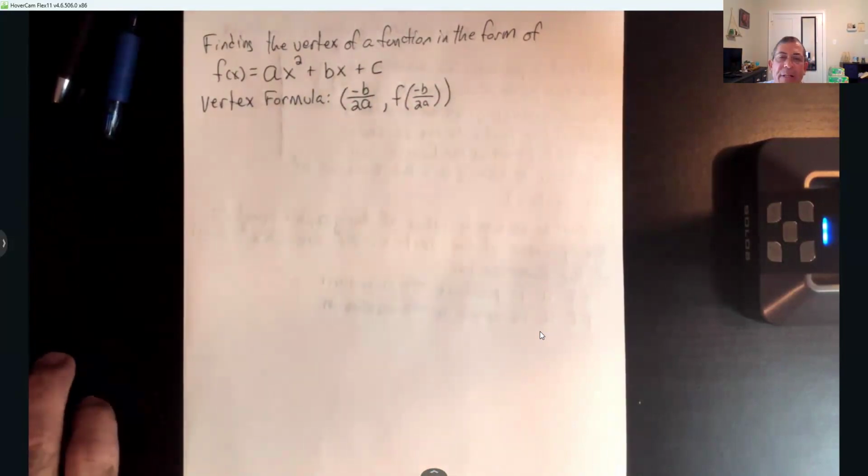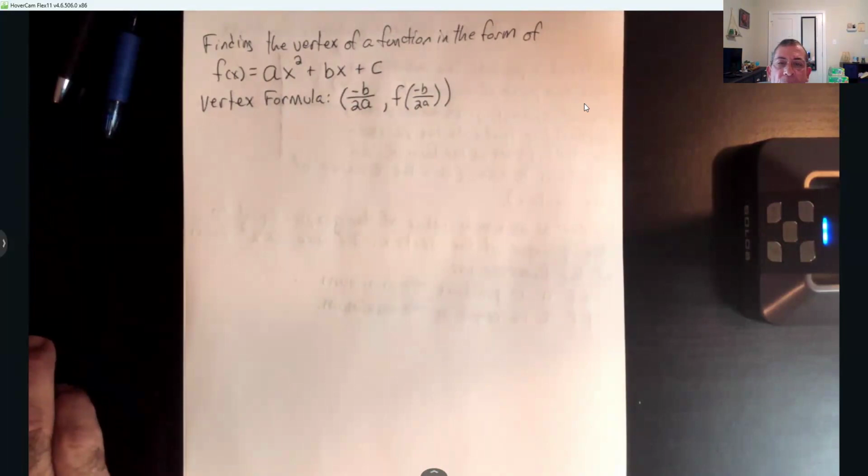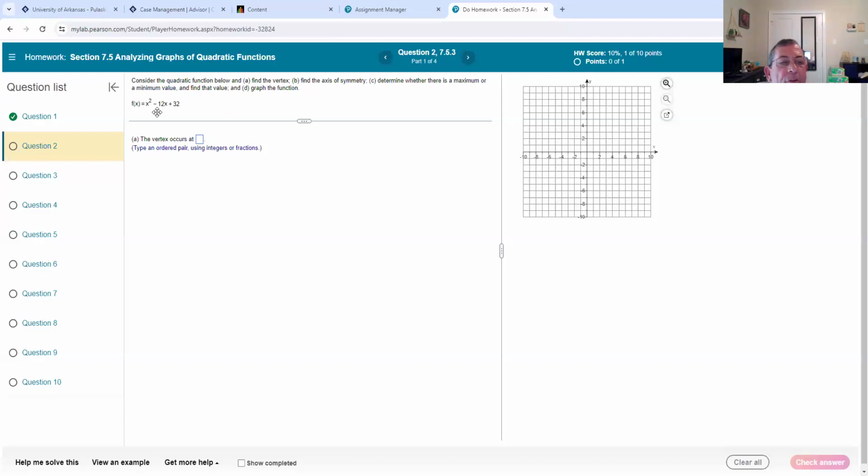So let's go to Math Lab and let's copy down this first problem so I can show y'all how to go through these. Look here, they want us to consider this quadratic function, f of x equals x squared minus 12x plus 32. Notice they want the vertex, axis of symmetry, figure out if there's a max or min, and then find that value, okay? So let's go back and work this.